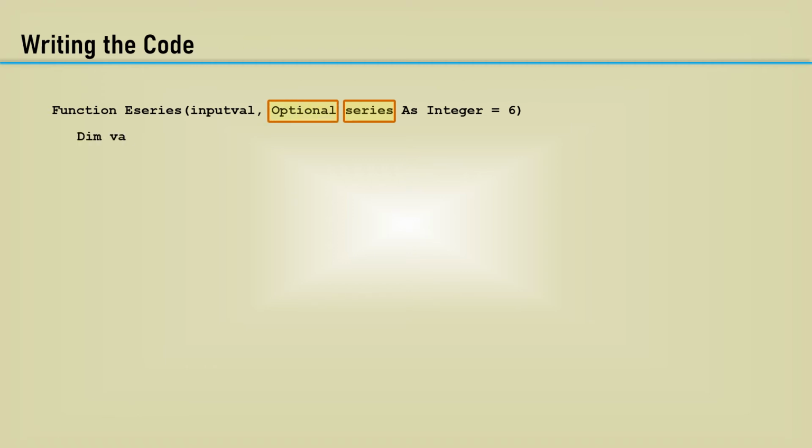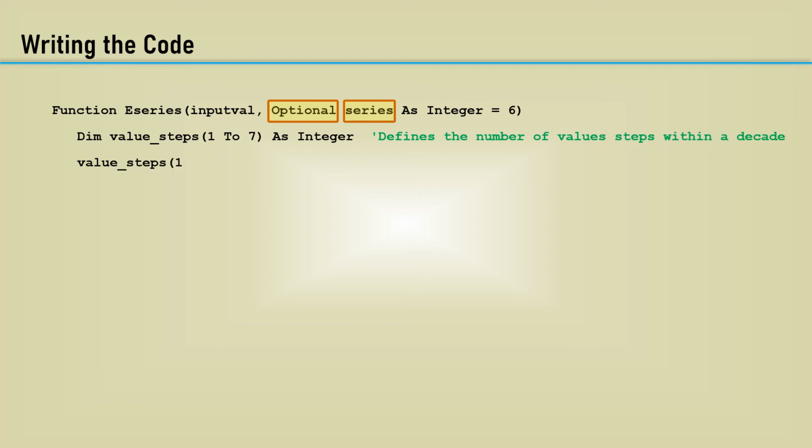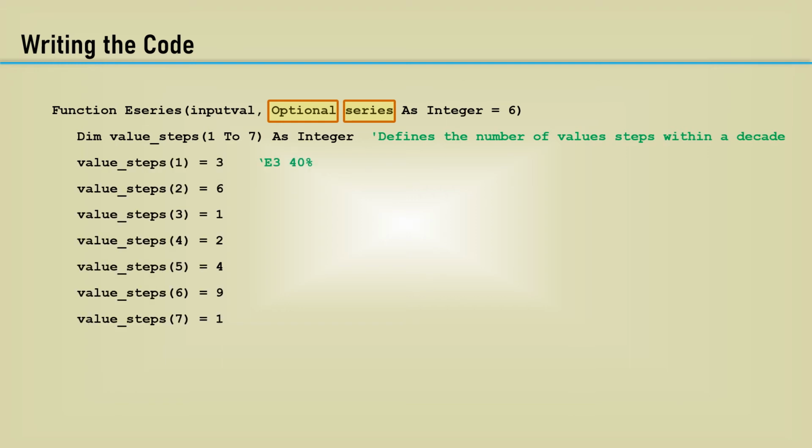I'll dimension a 2D array called value steps for each of the 7 series as integers. The first value of the array is 3 for E3. The rest are the E numbers respectively. Notice the 6th is 96. I believe the majority of the use of this function will be for 1% resistors using the E96 series. Therefore, using the function without a series argument defaults to E96.